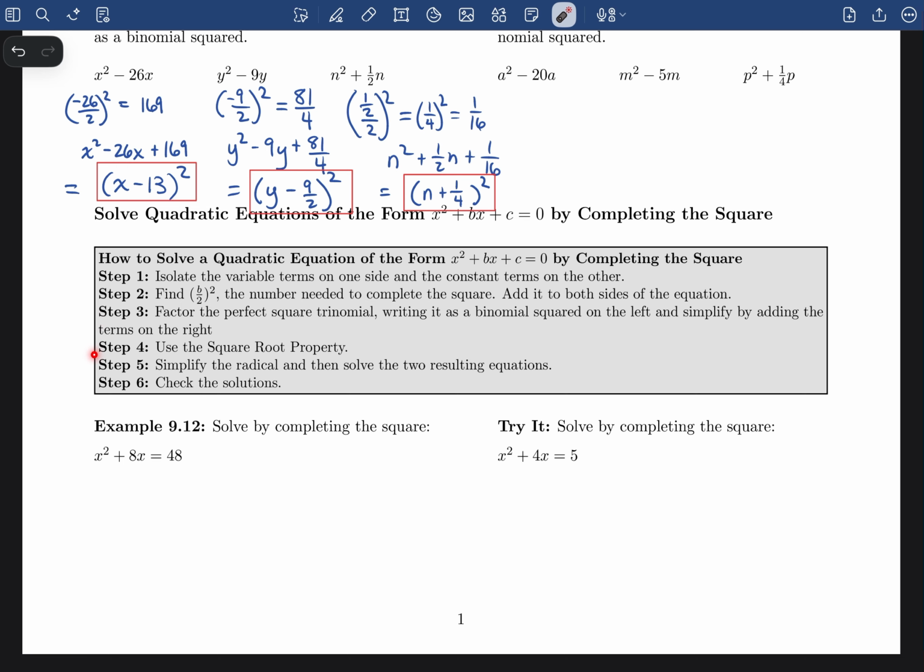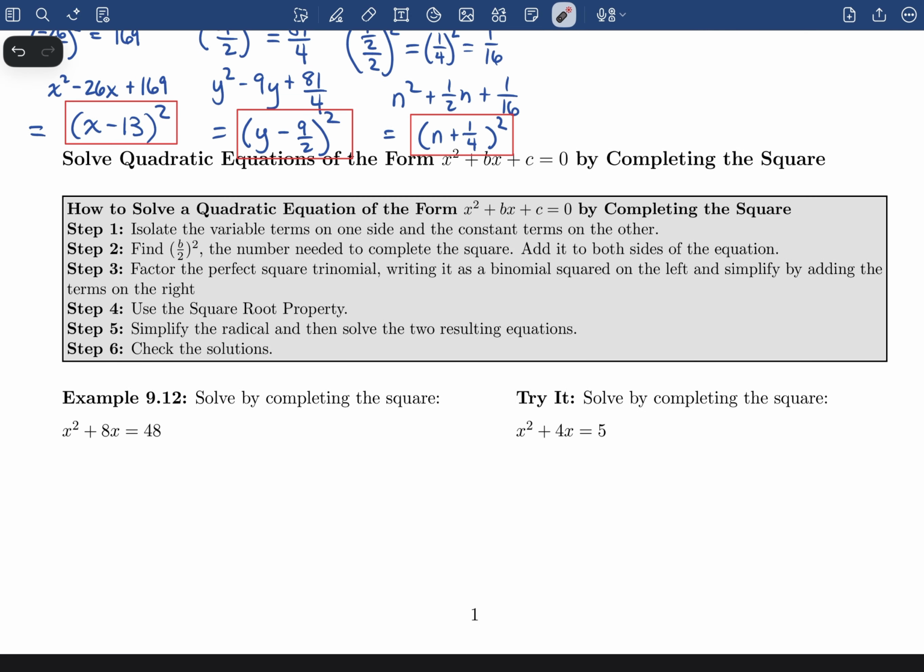Step 4, use the square root property. That's what we learned about last time, the square root property. Make sure to include a plus or minus symbol when you square root both sides of the equation. Step 5, simplify the radical and then solve the two resulting equations. And step 6, check the solutions.